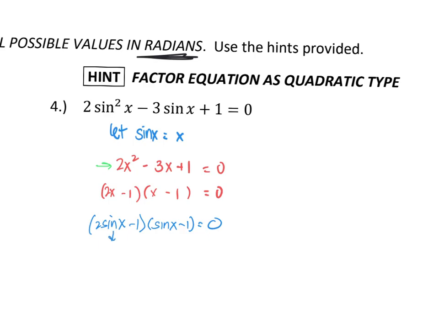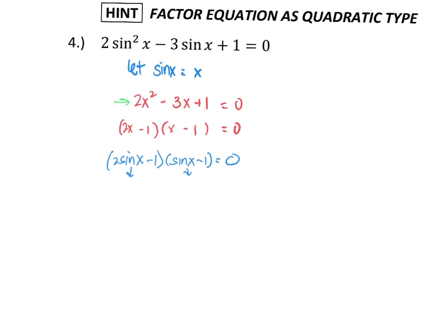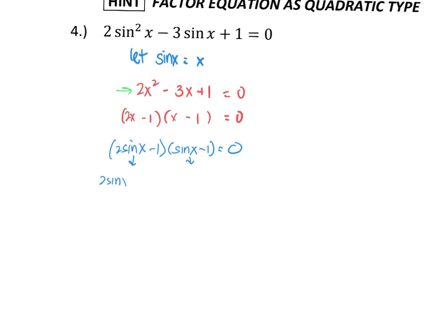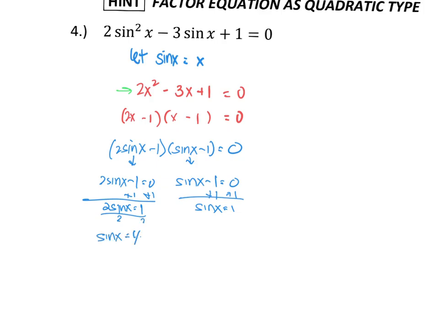So let's set these equal to 0, because these are two things that multiply to 0. So 2 sine x minus 1 equals 0, and sine x minus 1 equals 0. And solve. So I'm going to add 1. We get 2 sine x equals 1. Add 1: sine x equals 1. Divide by 2 on both sides: sine x equals 1/2. So we're looking for where sine x equals 1/2 and where sine x equals 1.